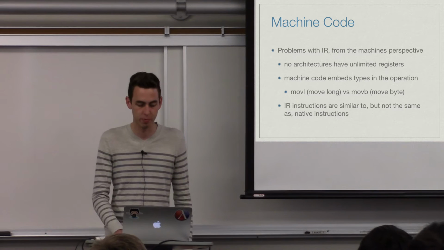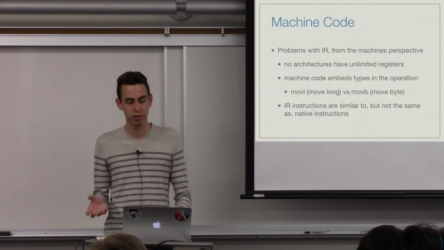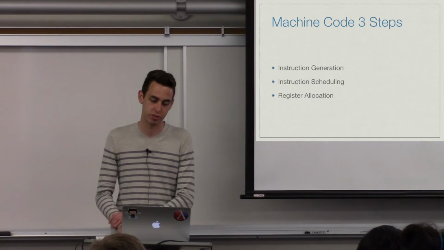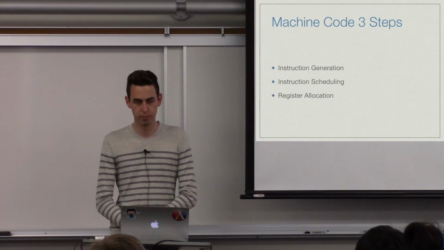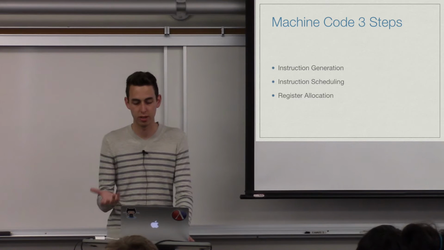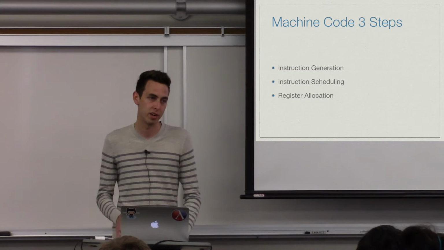And so while an intermediate representation is similar to actual machine code, there are some things you have to do. Specifically, instruction generation, instruction scheduling, and register allocation. These usually happen in this order, though the last two can be swapped or run multiple times in different orders. Instruction generation is just which machine codes do I need to represent this LLVM IR opcode. So, you know, add can usually be transformed into one or two adds depending on how many targets you use.